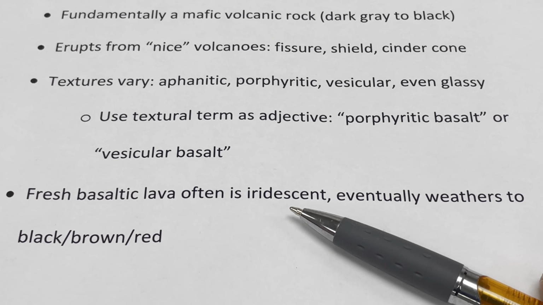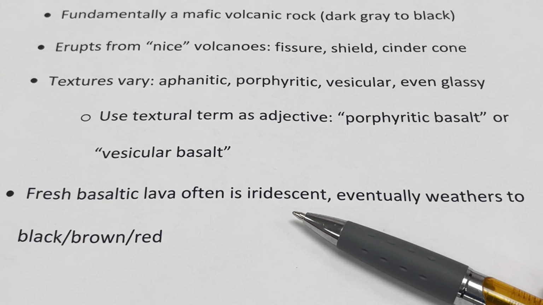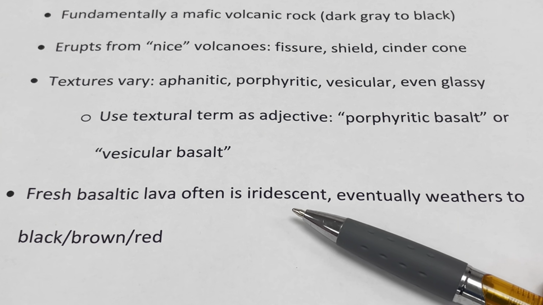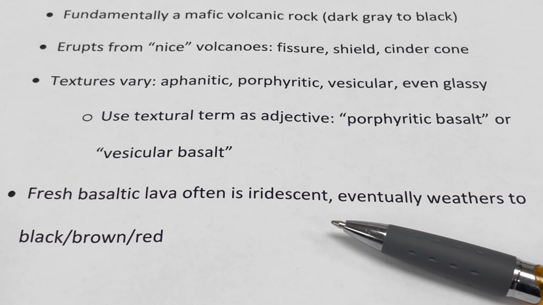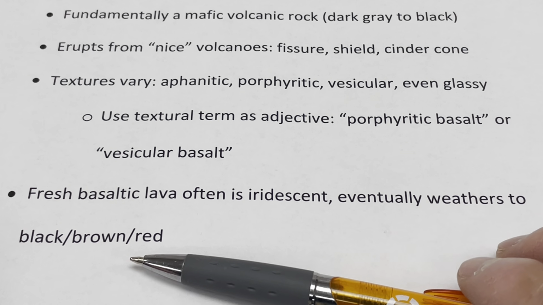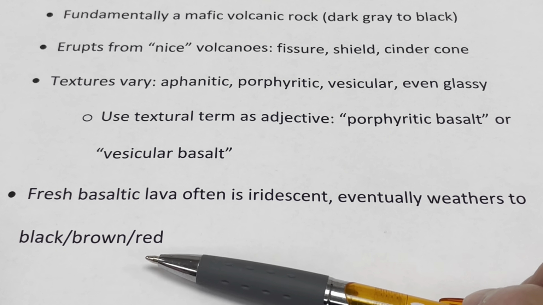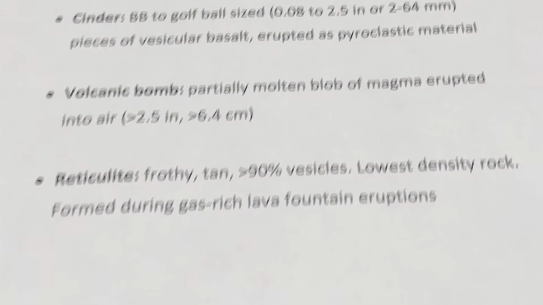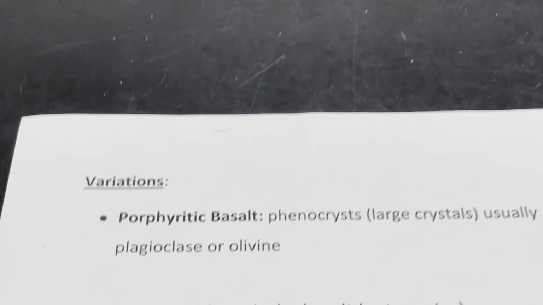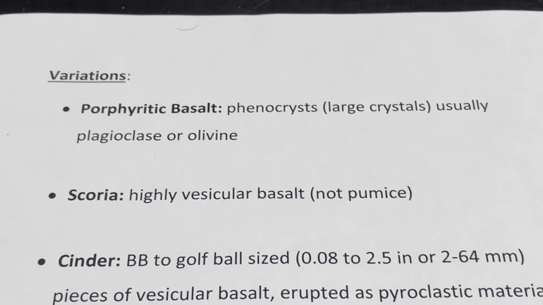You'll see blues and purples, maybe some yellows, even greens and oranges, some just sort of a play of colors. But as that weathers, it absorbs more oxygen and more of the iron oxidizes in the basalt. It typically becomes that characteristic black, brown, or even sometimes reddish hue that we see with basalt. So a couple of variations in basalt that we'll see here.